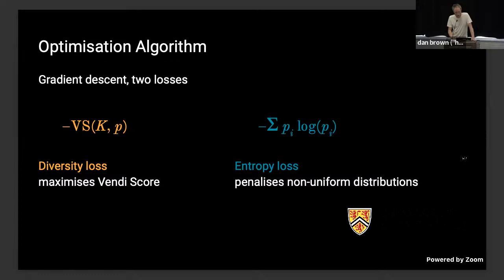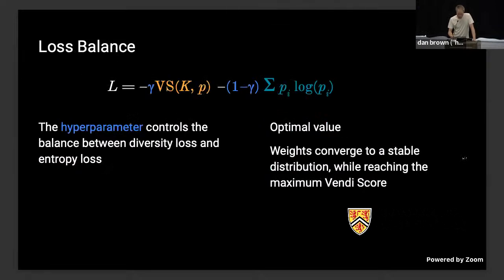If we only do this with a diversity loss, we can have very extreme weights. The less important examples are going to be very, very low, and then the outliers are going to have very big weights, and that's going to be a little bit more problematic in our importance sampling. So we want to regularize that and penalize the non-uniform distributions. So the way that we approach this is balancing between the two losses, the diversity loss and the entropy loss. And this introduces a hyperparameter, gamma in this case, which just controls the balance between the two. So this is another value that you have to optimize. What we are going for here conceptually is we want to converge to a stable distribution of weights, while at the same time maximizing the diversity in the Vendi score.